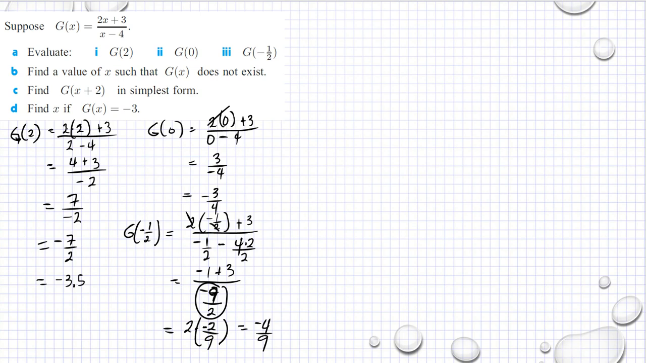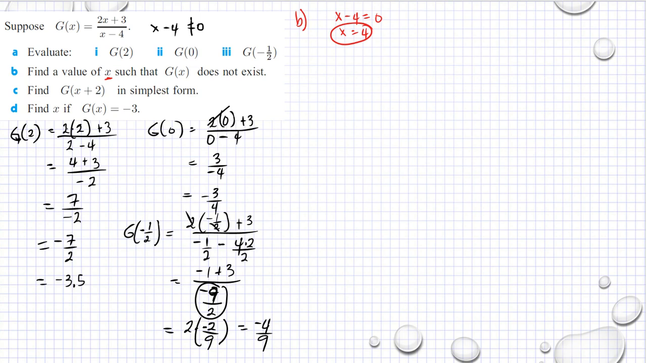Okay? And then B, find a value of x such that g of x does not exist. That means x minus 4 is not supposed to be 0. If it doesn't exist, that means the denominator is equal to 0. That's a very good property that you need to remember. The denominator should not be equal to 0. So if I answer my B now, then I have x minus 4 is equal to 0, then x is equal to 4. So when x is equal to 4, this function does not exist.